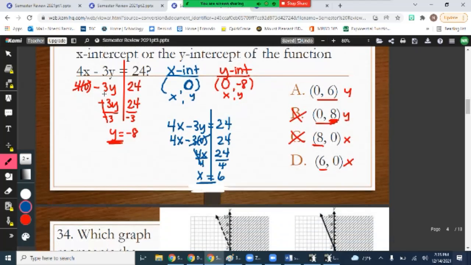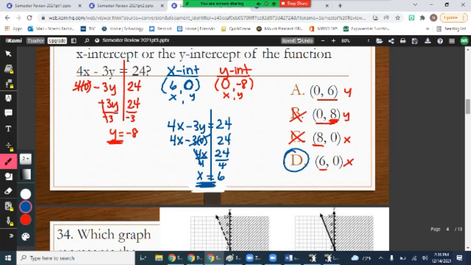6. Notice x equals is the x-intercept. It's an x-intercept, not just because it's x equals, but because I changed one of the letters to 0. (6, 0). So x is 6, y is 0. Y is -8, x is 0. And there's your answer. They were looking for the x-intercept, okay?